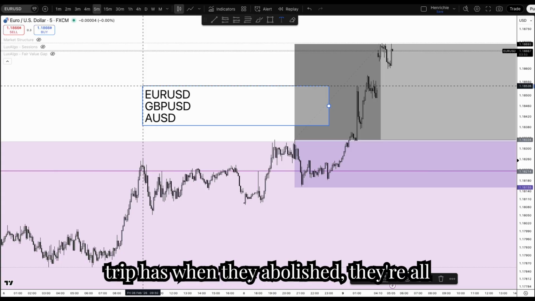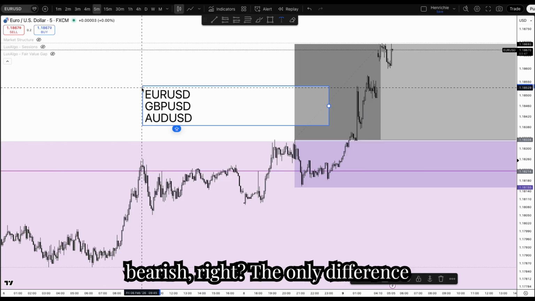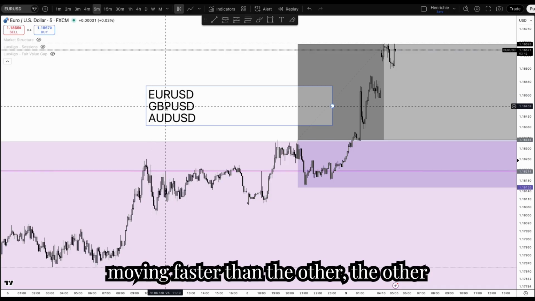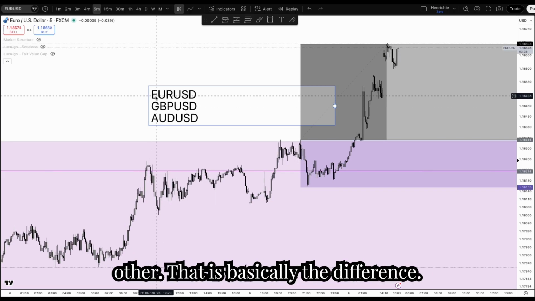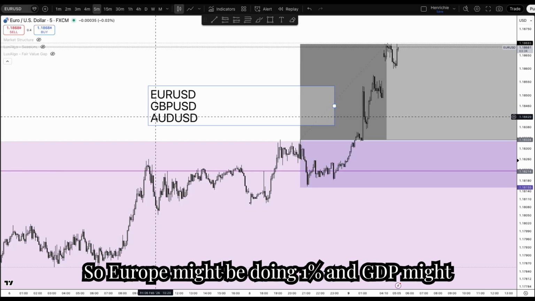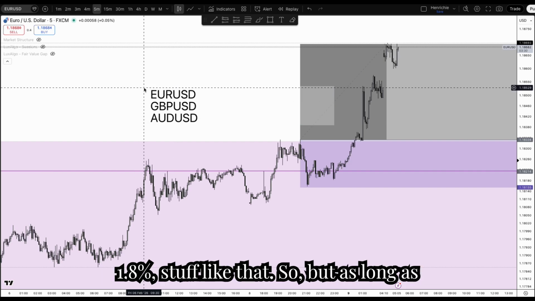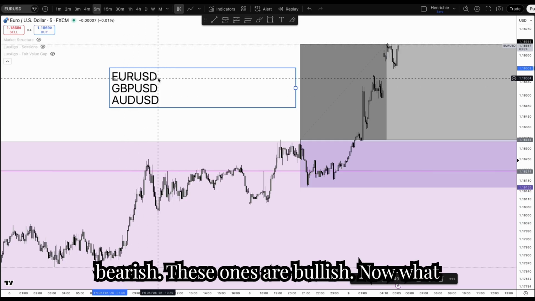Now, these three pairs, when they are bullish, they are all bullish. When they are bearish, they are all bearish, right? The only difference between them is one of them could be moving faster than the other, one could be moving slower than the other. That is basically the difference. So Euro might be doing 1% and GBP might be doing 0.5%, AUD might be doing 1.8%, stuff like that. But as long as DXY is bearish, these ones are bullish.